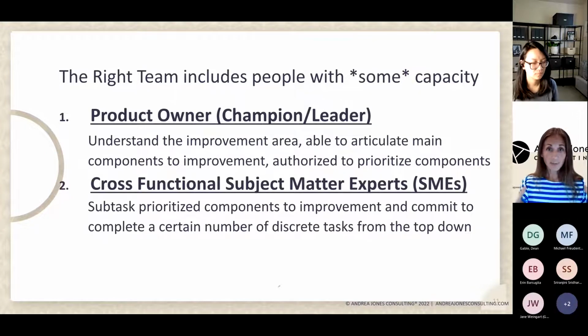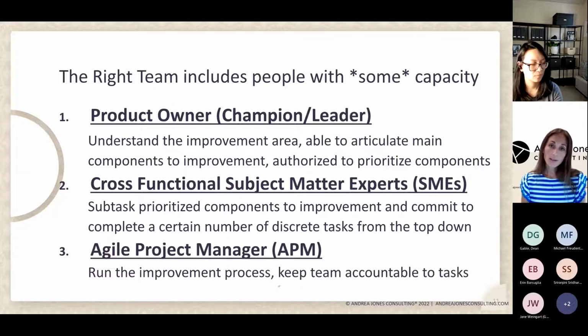The work is being done by this cross-functional team of subject matter experts. I'm sure you've all used that phrase before. Within that set of work or that process that needs to be improved, and those major components, they'll delineate all the specific tasks, and they will know who needs to do those, and they'll help sequentially order those tasks. And then they're going to pull the tasks that are at the top in sequence and commit to completing them in a discrete period of time. So from the top down, they'll commit to how many they're going to complete in the sprint timeframe.